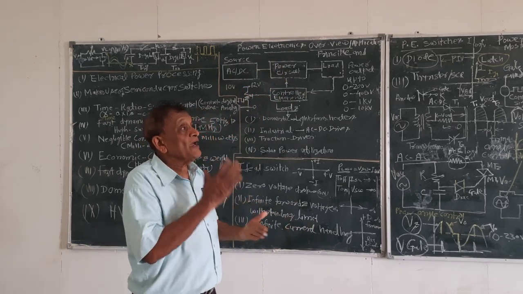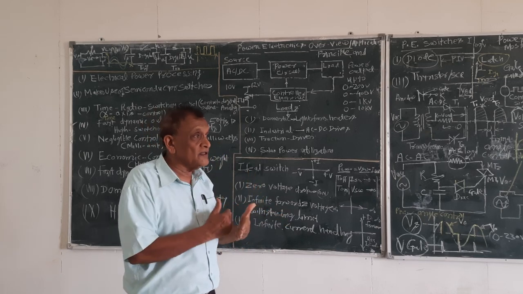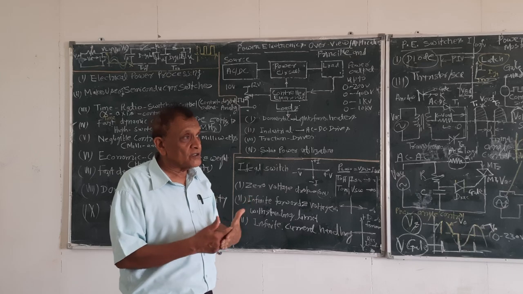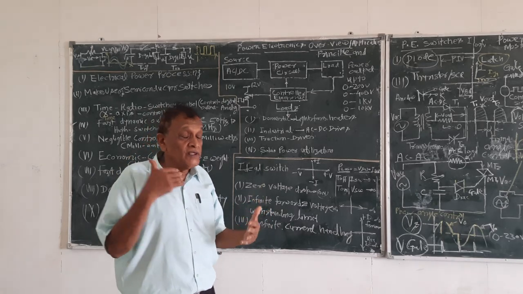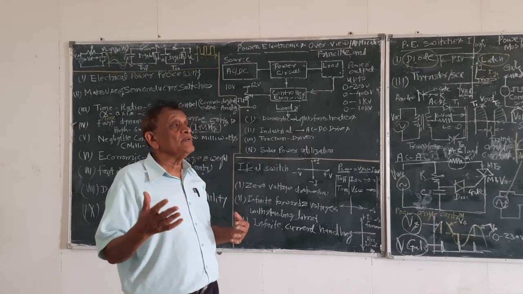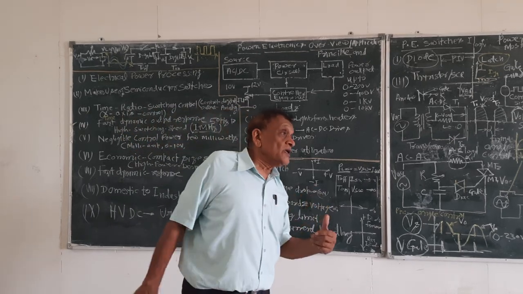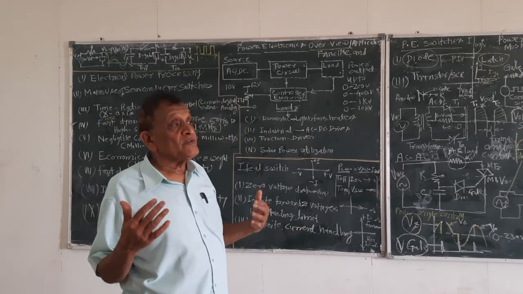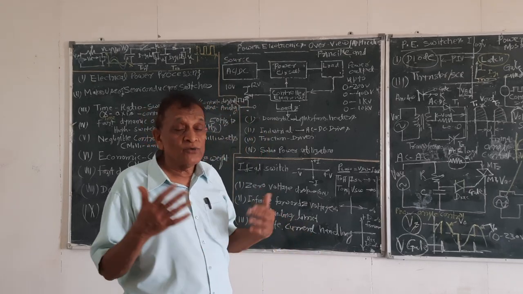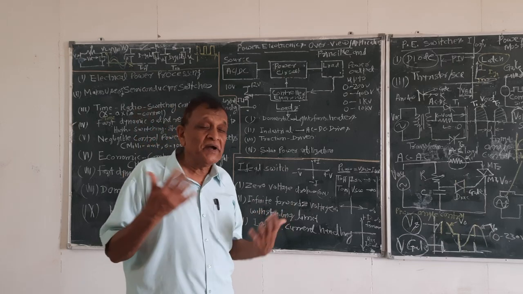Anything means that if AC is there, you can get variable DC. If there is DC and you want variable DC, that it can also do. If you have DC and want variable AC, then in that case we are using inverters. If you have DC and the output is AC, we call that an inverter. We are using a domestic inverter, and for that we have the battery.